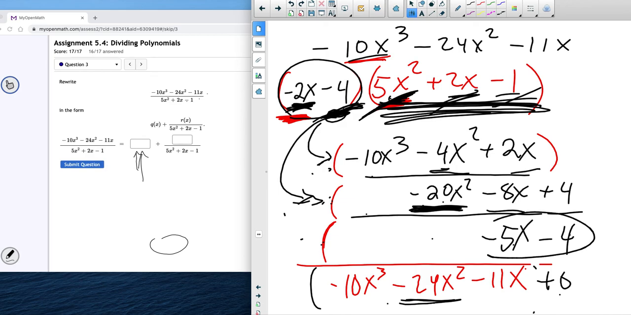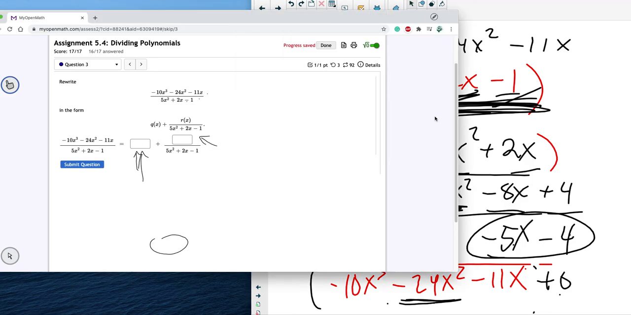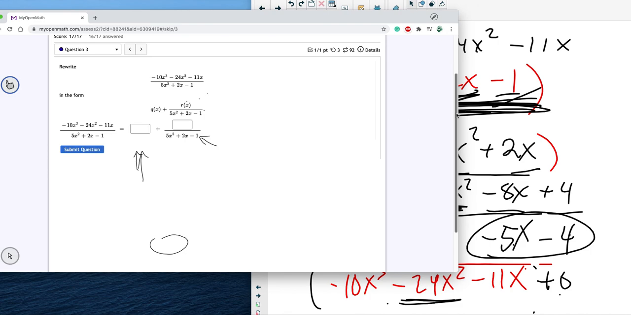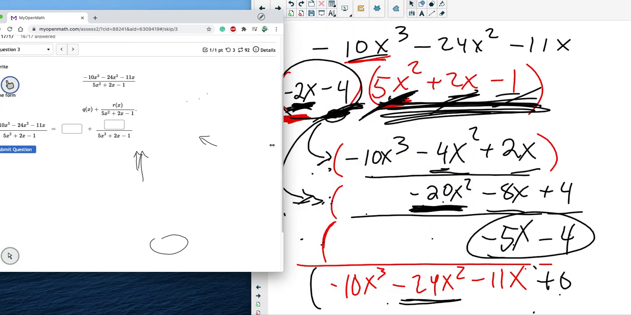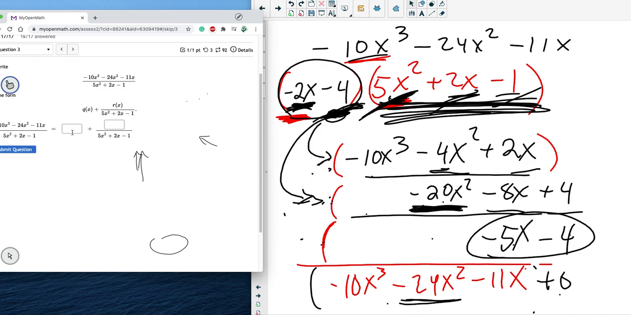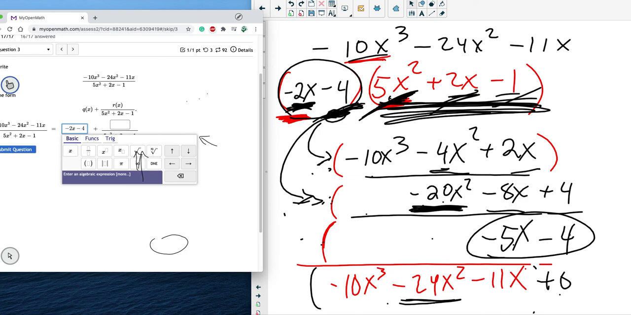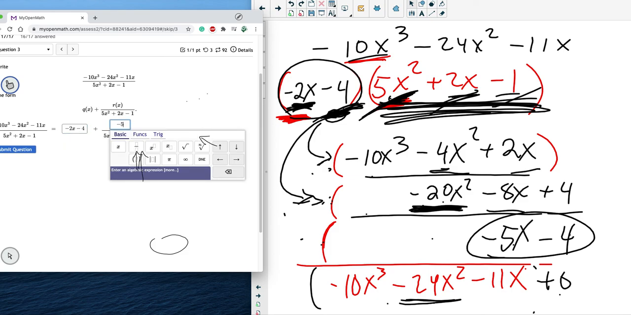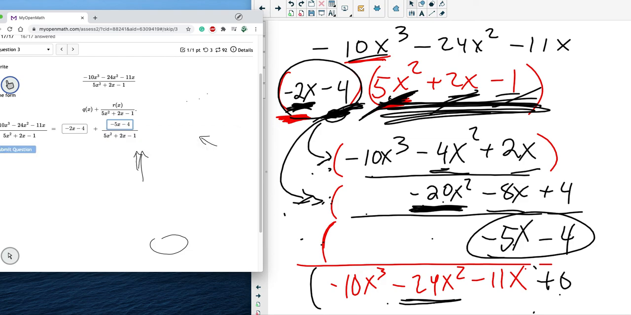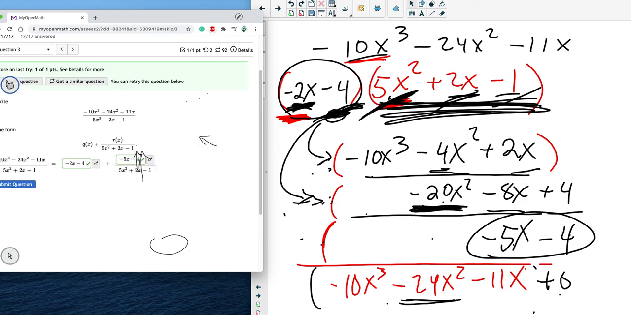This is the answer that goes in the second one. And we'll put those in while we're recording here just to make sure I did actually do this right. Negative 2x minus 4 and negative 5x minus 4. And there we go. I got them both right.